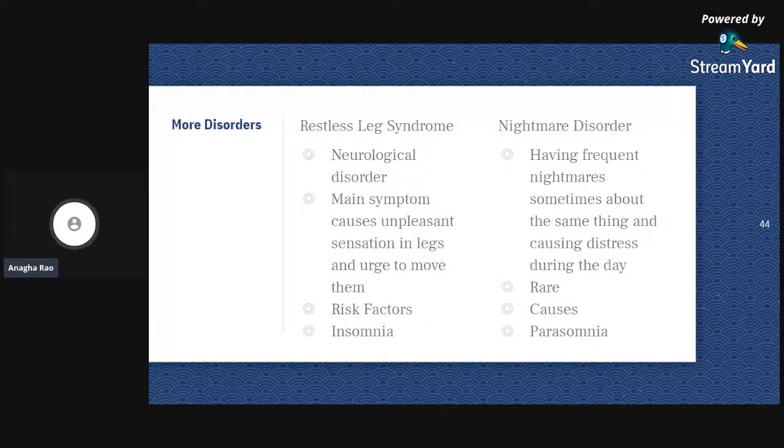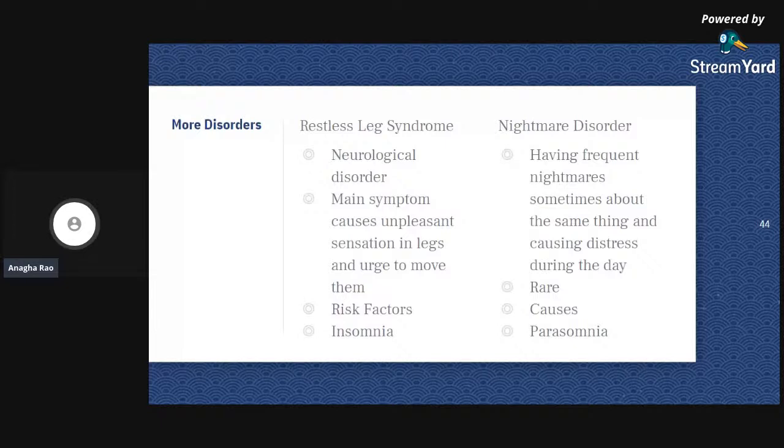And then we have nightmare disorder. I told you I'd talk about it later. Nightmare disorder is having frequent nightmares. Just having some nightmares is not a disorder. This is a rare disorder, and it usually becomes a problem when our nightmares are causing distress during the day. Because usually, when you have a nightmare, you wake up, oh my God, everything's fine. But with nightmare disorder, we tend to keep thinking about it during the day.